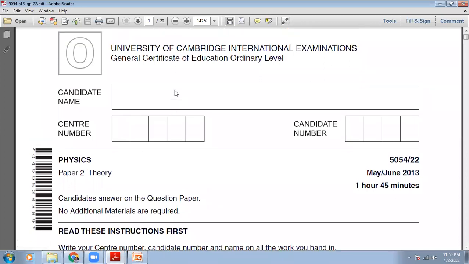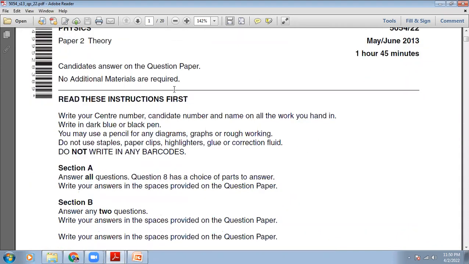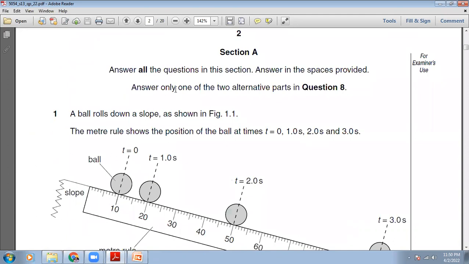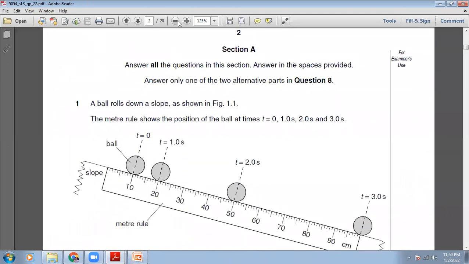So, May-June 2013 2-2 paper. The time allowed for this paper is 1 hour 45 minutes, and we are going to attempt section A of this paper. So question number 1 is showing up on your screen.